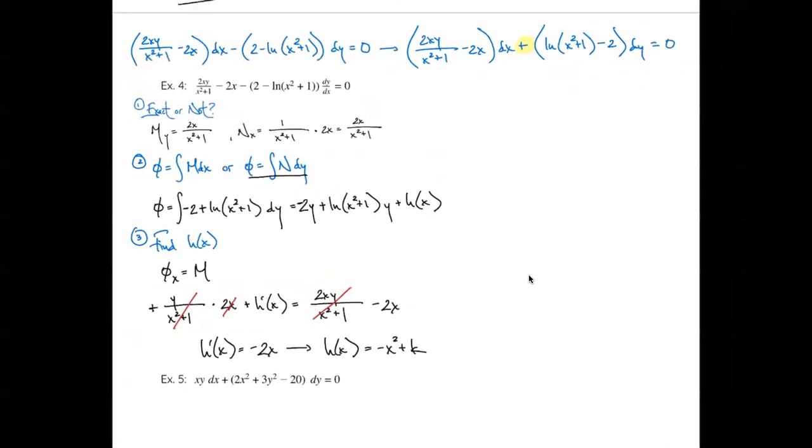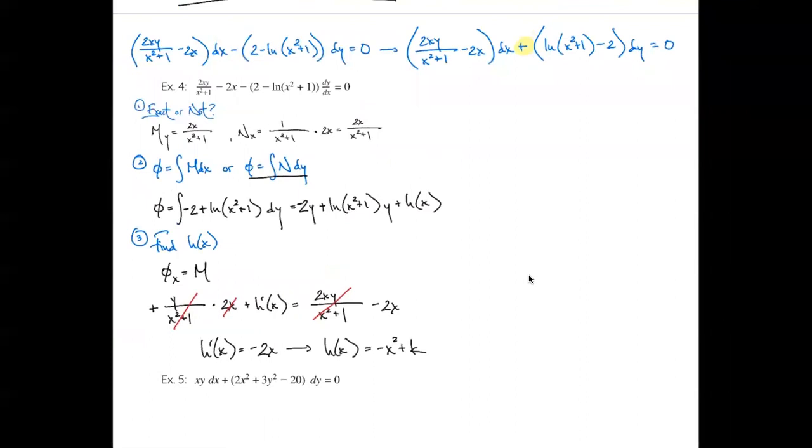Now, where did I get that 2x? Well, when I was working through the problem and discovered my mistake, I had not yet copied down all of my M. So my whole M was 2xy over x squared plus 1 minus 2x. And so that's why I needed that minus 2x over there as well, okay?